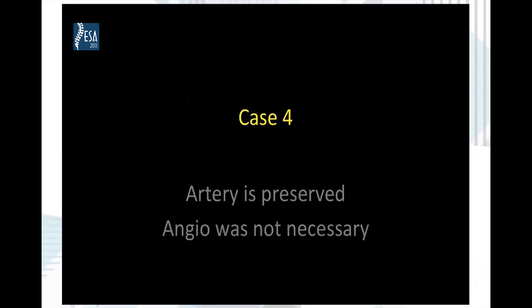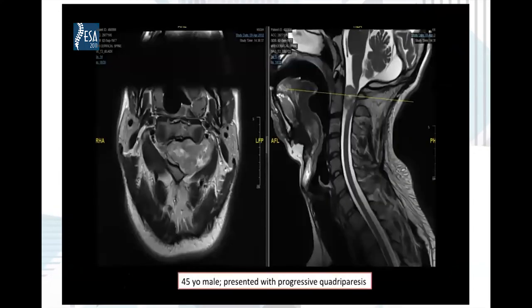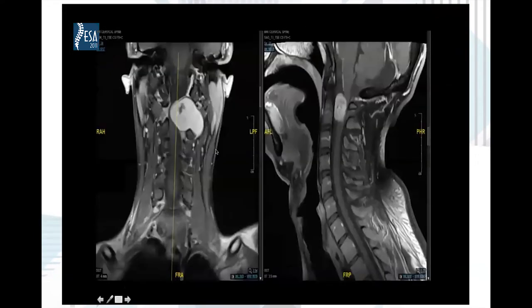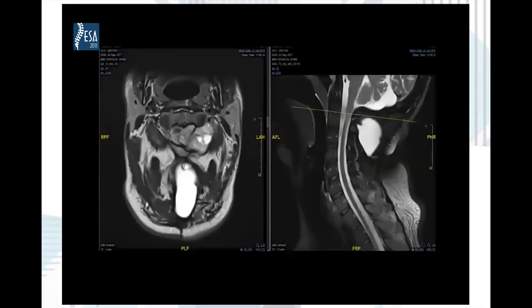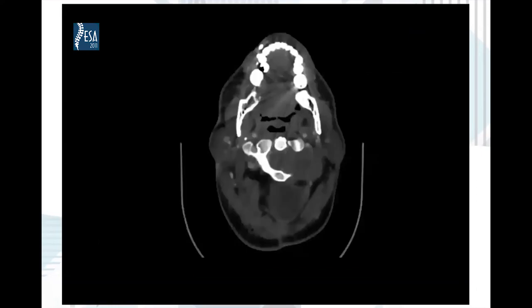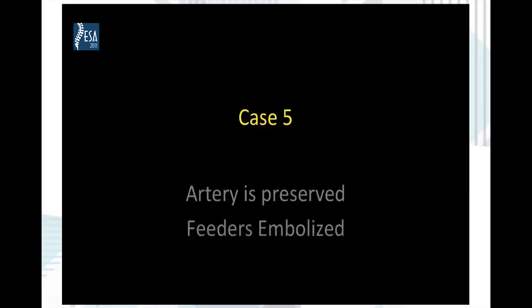Case 4 is a case where the artery was preserved. However, angio was not necessary. This is a schwannoma where the artery is outside the tumor, so staying within the capsule of the tumor was the necessary surgical thing to do in order to avoid any arterial injury.